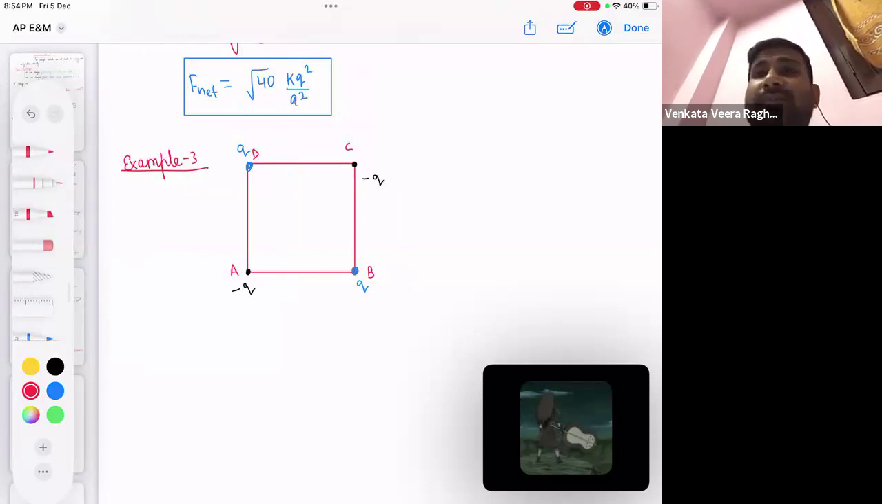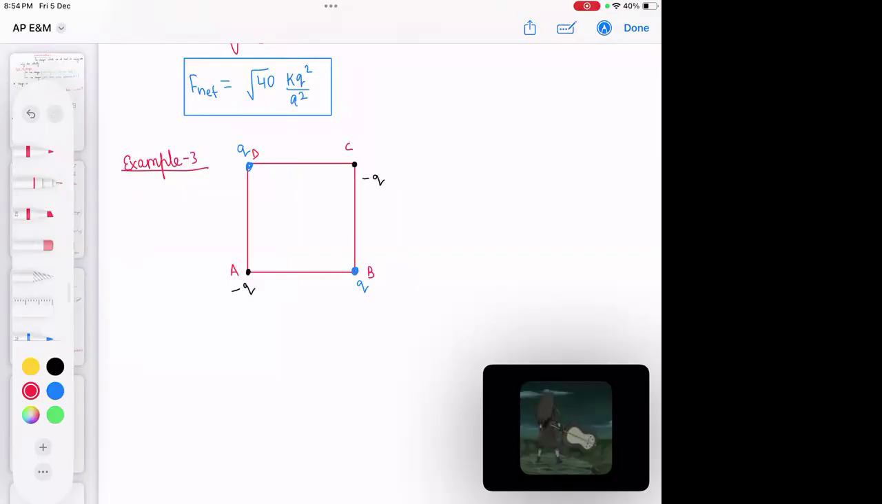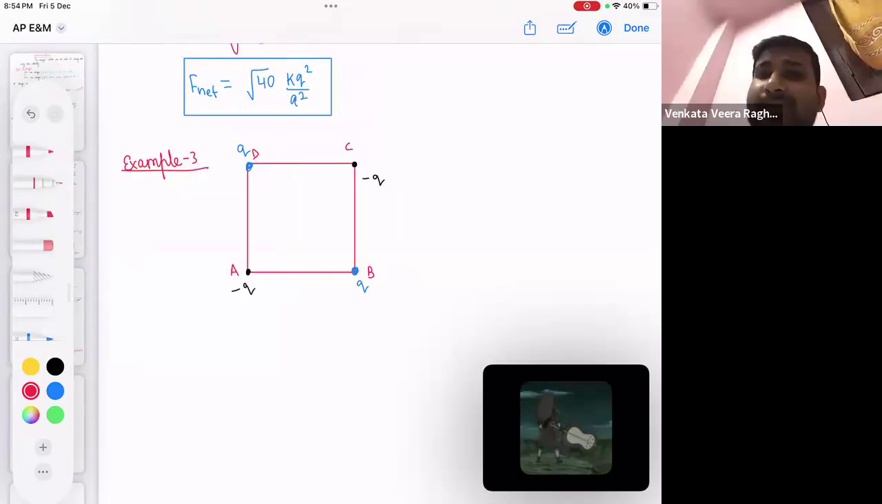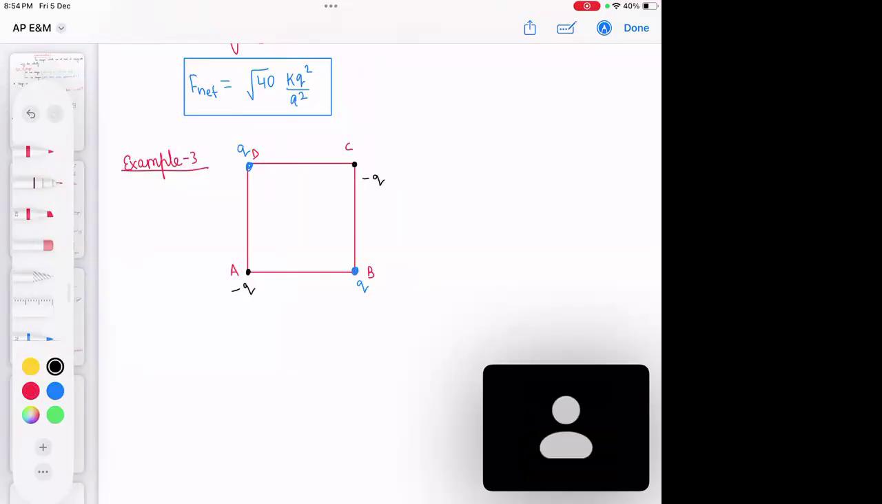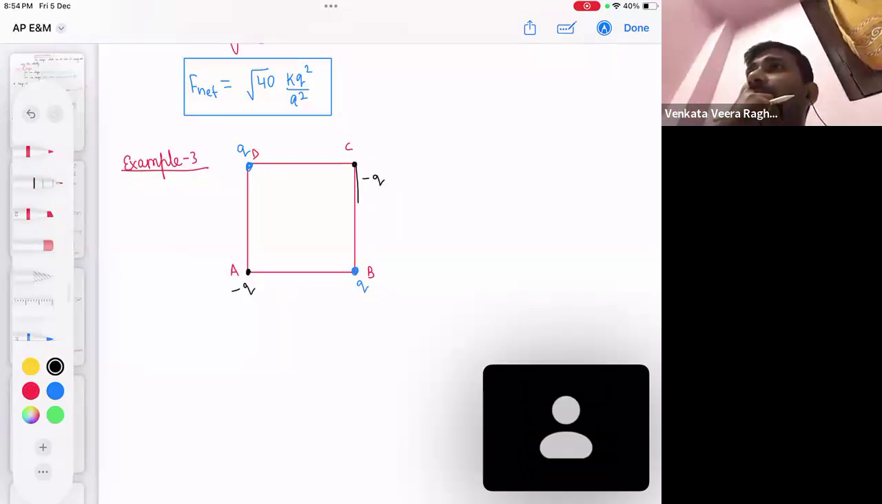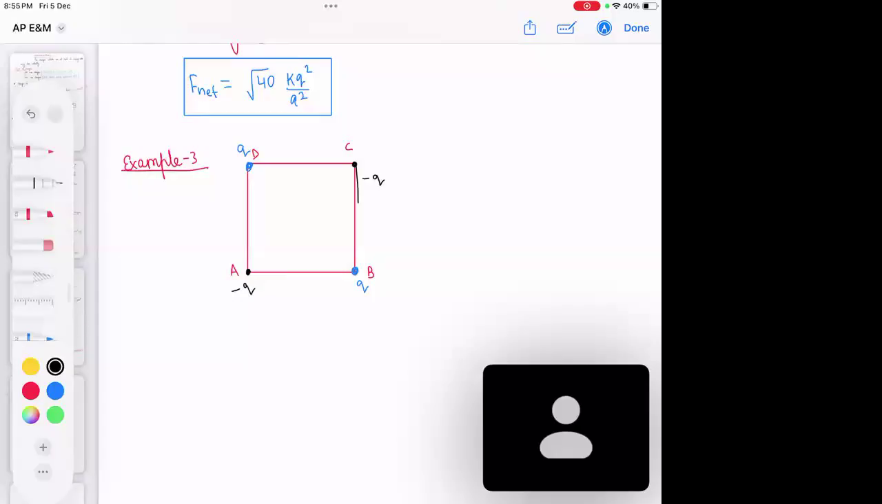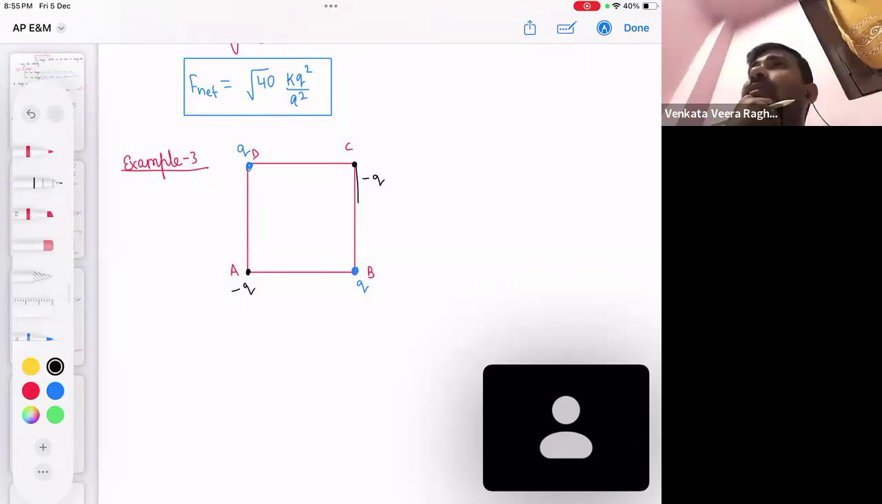If I give you some hint about it... Yes, sir. We'll think. Sir, tell F of root 2 minus 1 by 2, sir. F of KQ square by A square into root 2 minus 1 by 2. Yeah, I think like that will come.